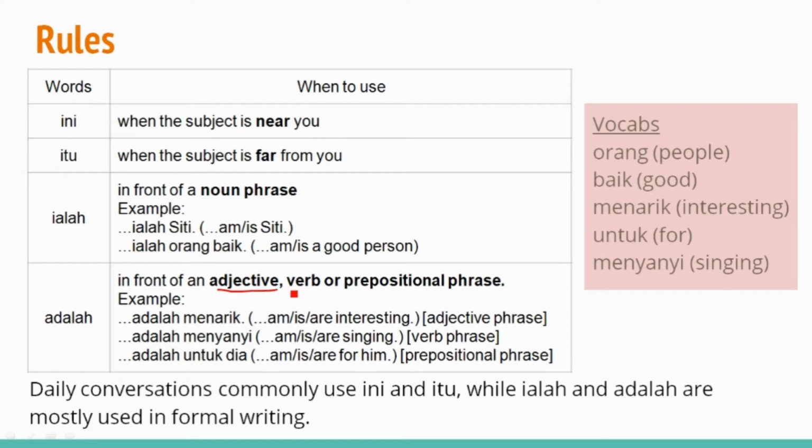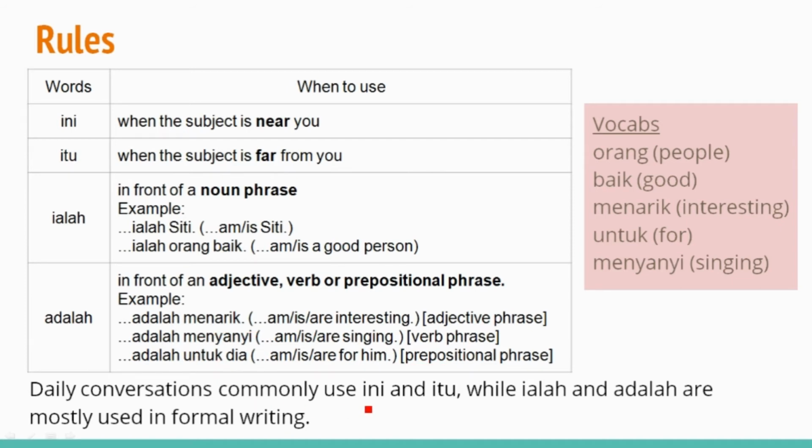Adalah, meanwhile, is used in front of an adjective, verb, or prepositional phrase. For example, adalah menarik. Am, is, or are interesting. Menarik, meaning interesting, is an adjective phrase. Next example, adalah menyanyi. So you can say, hobi saya adalah menyanyi. My hobby is singing. So singing or menyanyi is a verb phrase. So you would use adalah. So lastly, for example, you can say, hadiah ini adalah untuk dia. This present is for her. So untuk dia is a prepositional phrase because untuk dia means for him or for her.